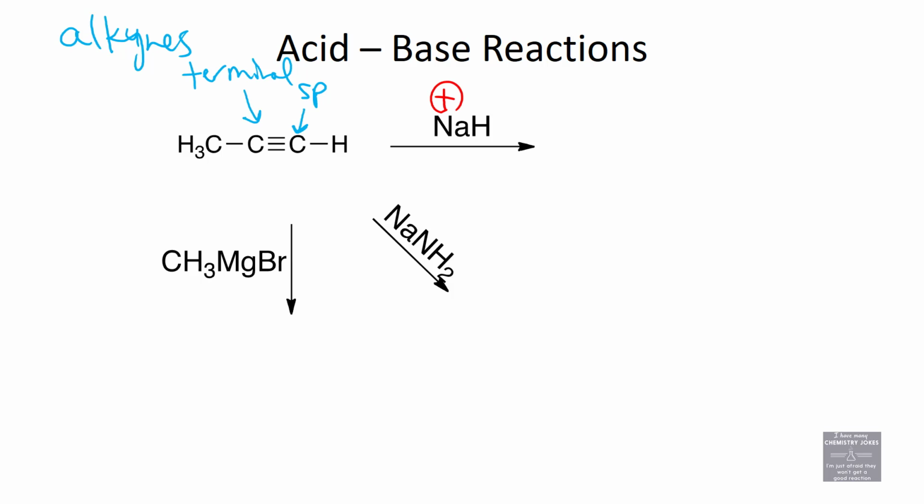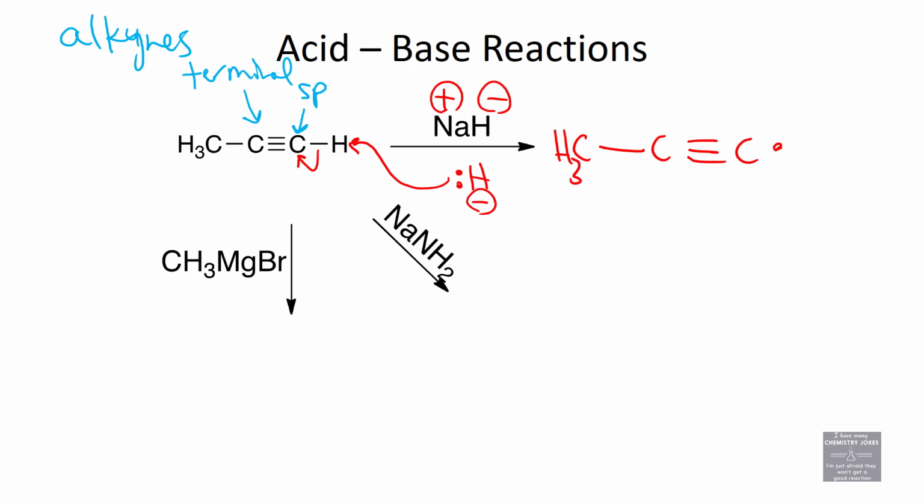Sodium hydride, that's this first guy, sodium hydride is a base. Hydride with its 2 electrons, it's a base. That base can take electrons from that hydrogen, giving carbon a lone pair. This that I have drawn is the conjugate base of that terminal alkyne, and this is hydrogen gas, the conjugate acid of my base that I used.